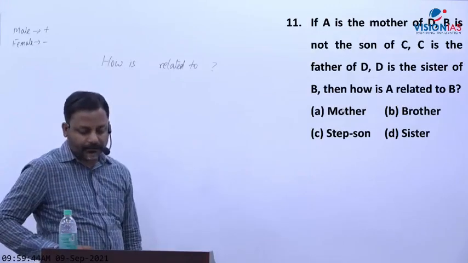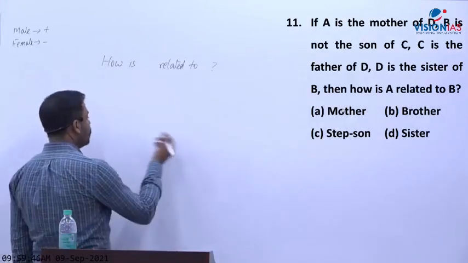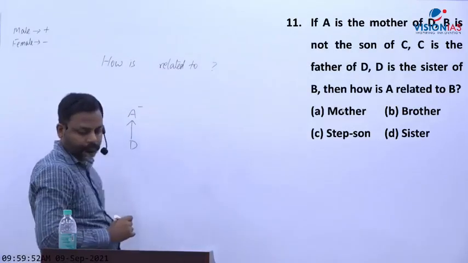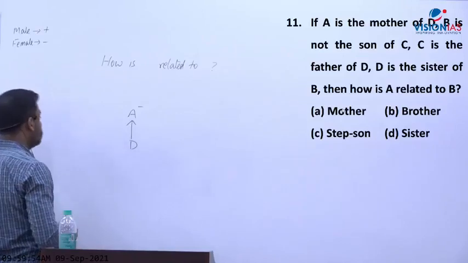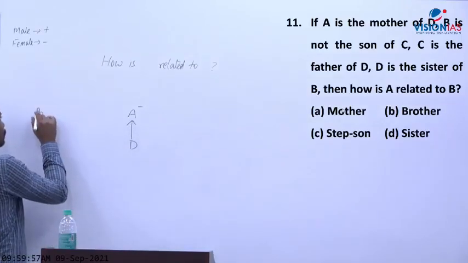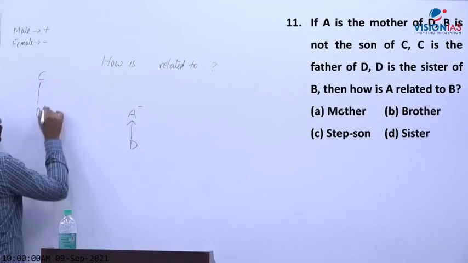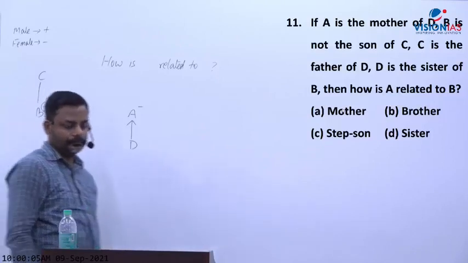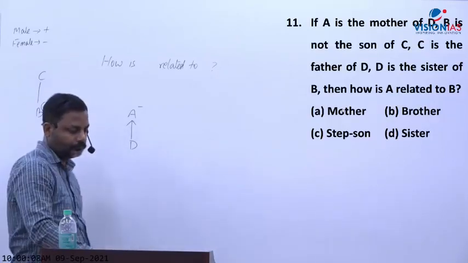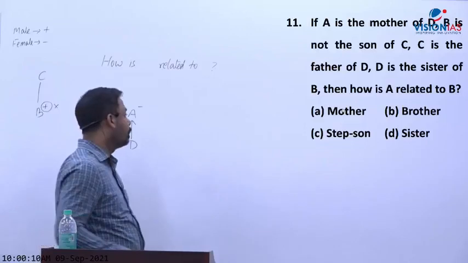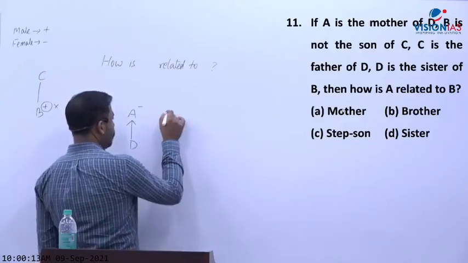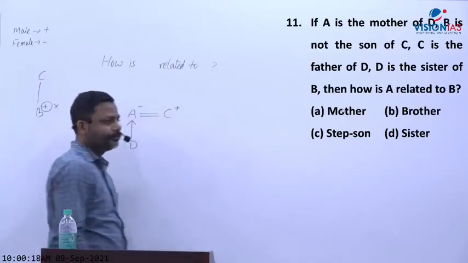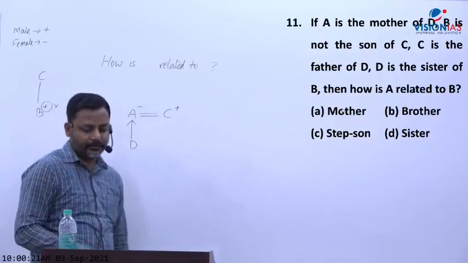So, A is the mother of D. B is not the son of C, so B can't be the son of C. C is the father of D. It means A and C are married couples.